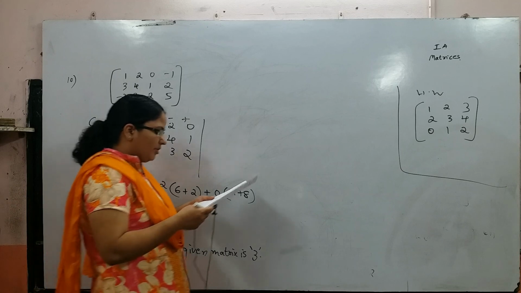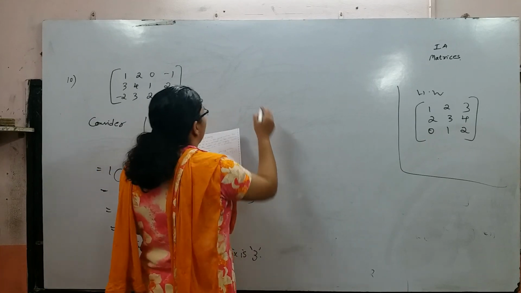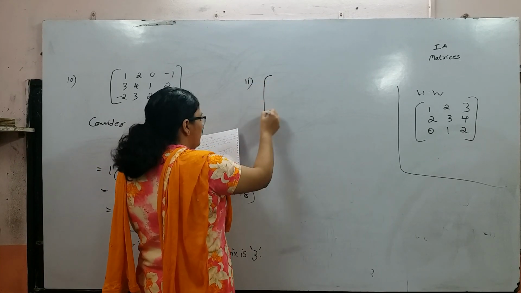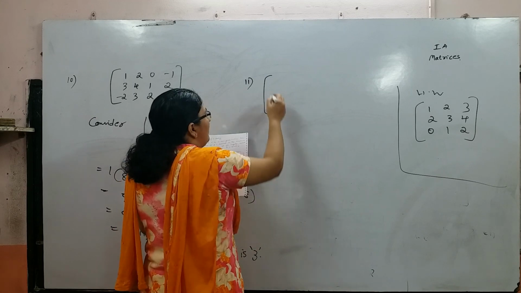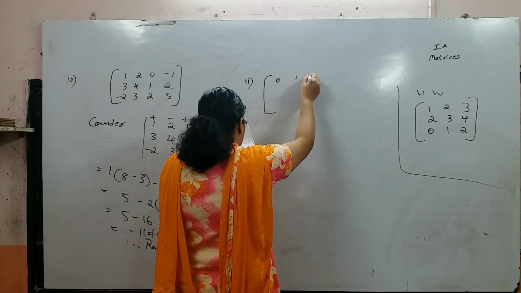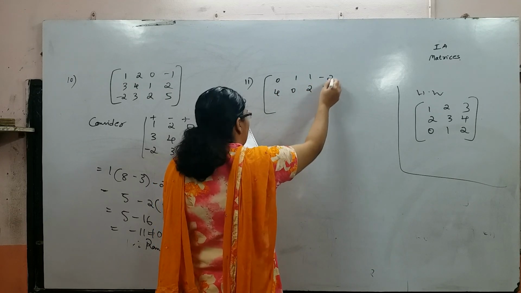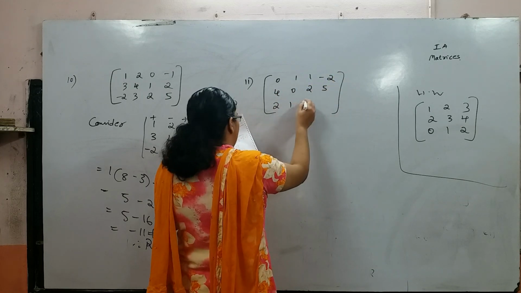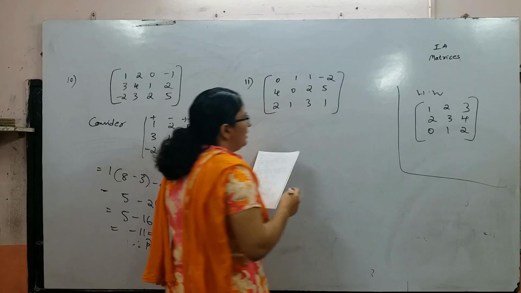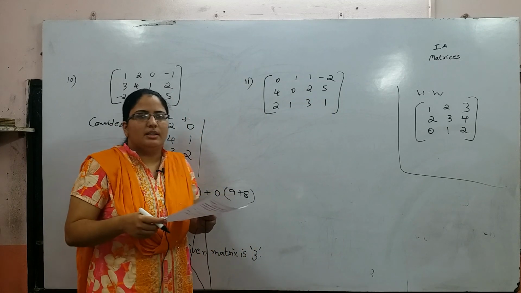I want you to take a problem for homework. Take this problem. Find the rank of 0, 1, 1, minus 2, 4, 0, 2, 5, 2, 1, 3, 1. Take this problem for homework.